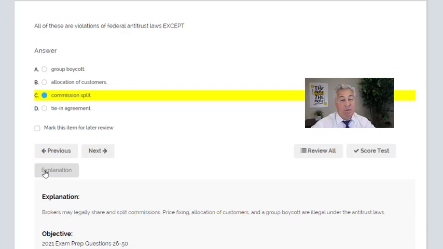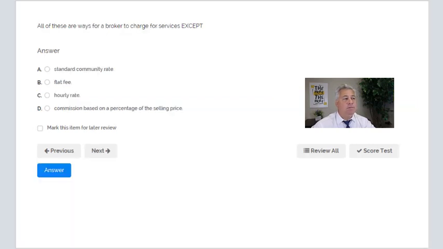You might remember that the most common form of antitrust violation is price fixing. Competing brokers getting together with an attempt to establish a standard commission rate. Can't do that. Okay, well, moving on to our next question.